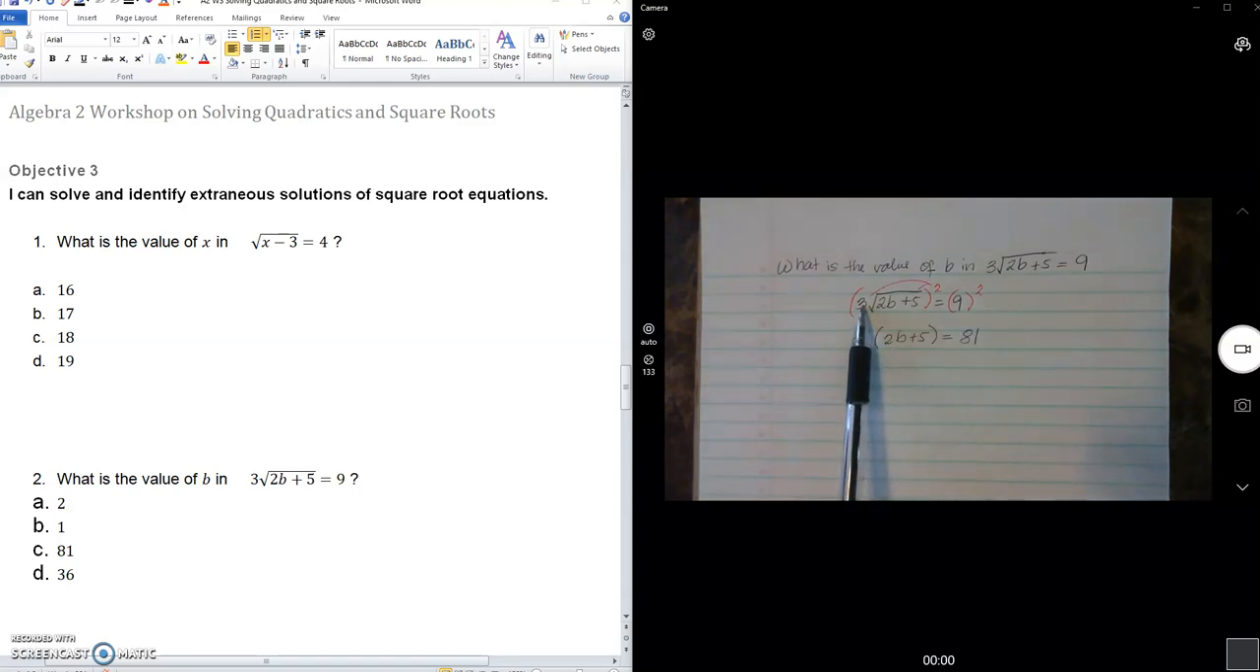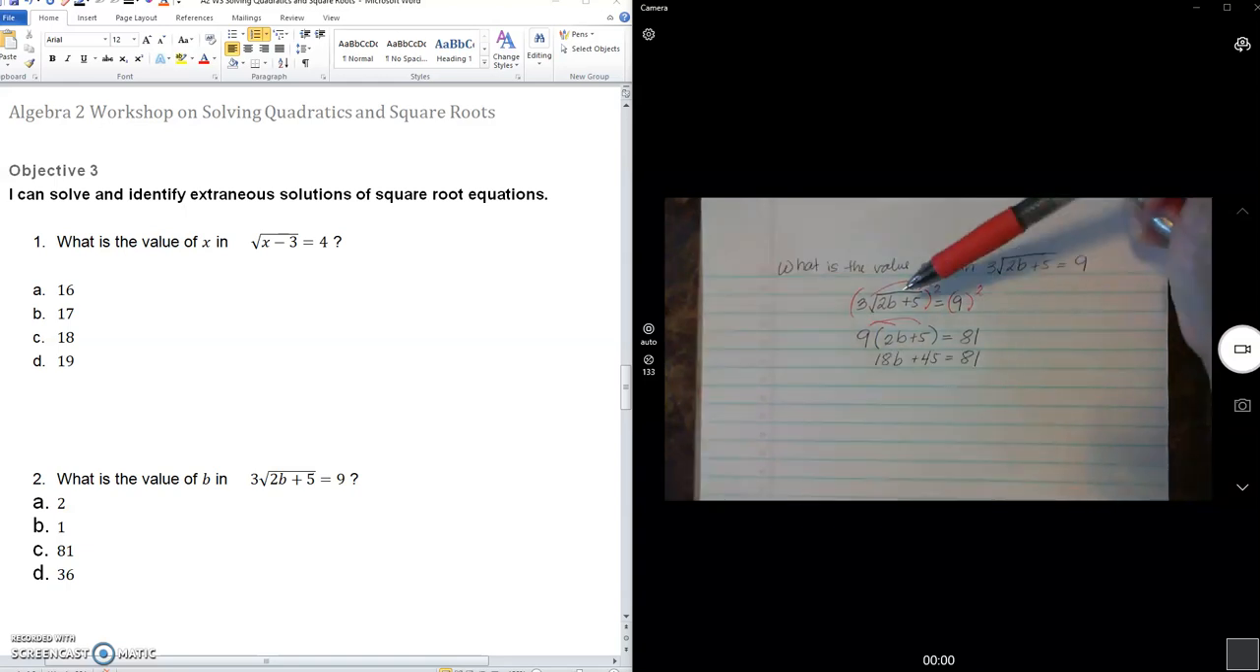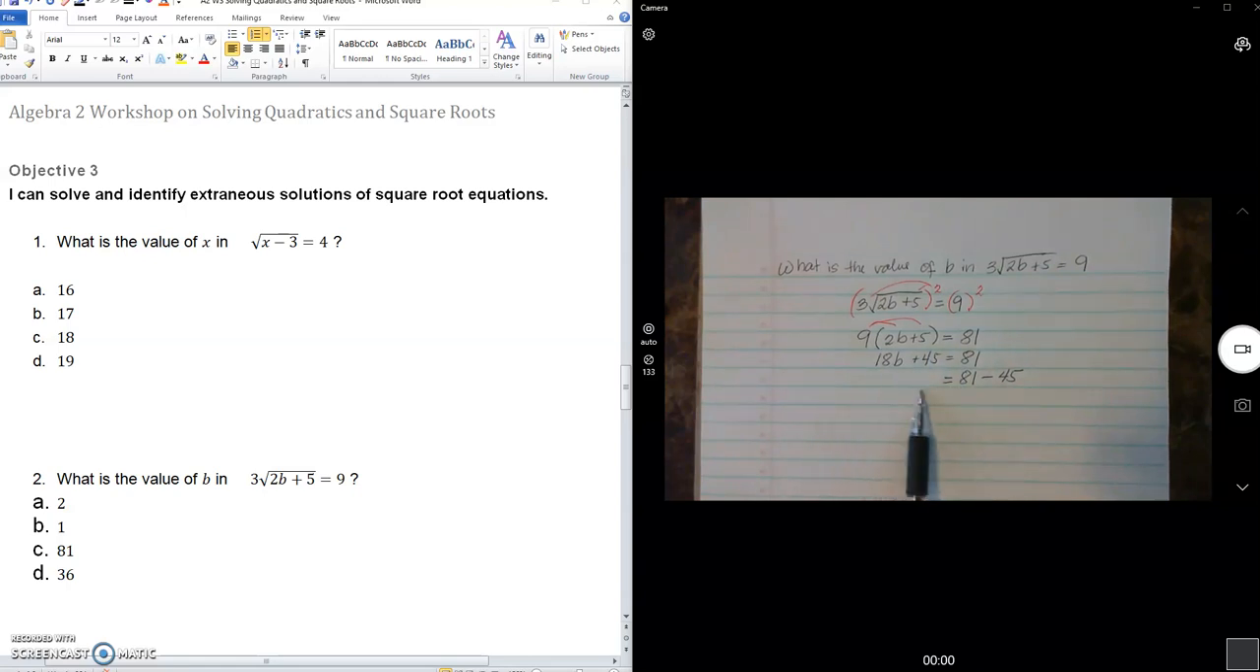Notice that the 3 was squared, it became a 9, and notice that for this one, the radical sign had already been removed, and this became 81. We're going to distribute the 9 to the 2b and to the 5, having this now. And I want to show you that the positive 45 went to the other side and turned to a negative 45. The 81 was just brought down. And then you're going to bring down 18b on this side.